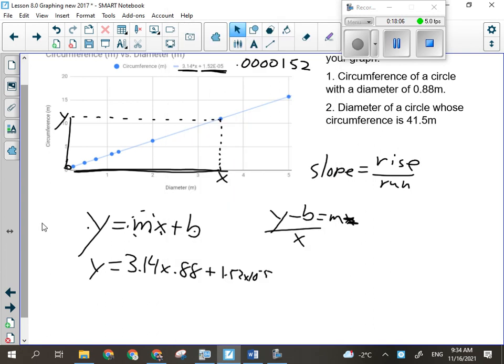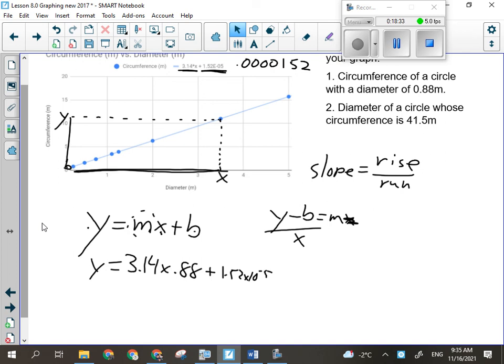All right. The second question is asking you now, calculate the diameter of a circle, which will be y or x? X. When the circumference, which is y, is 41.5 meters. Okay, so 41.5 meters is obviously way beyond this graph, right? This doesn't even occur on this graph. This graph only goes to 5, all right?